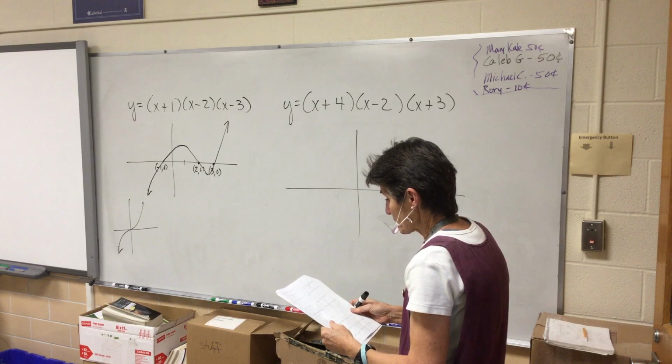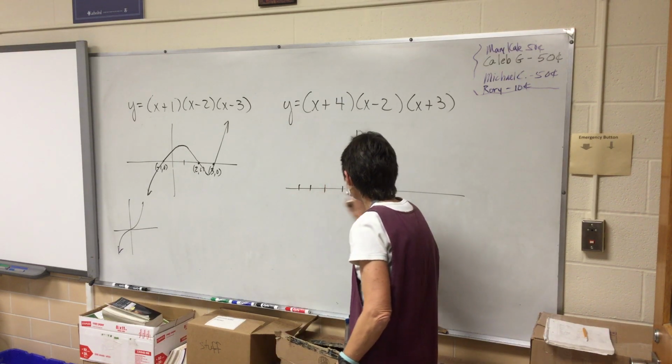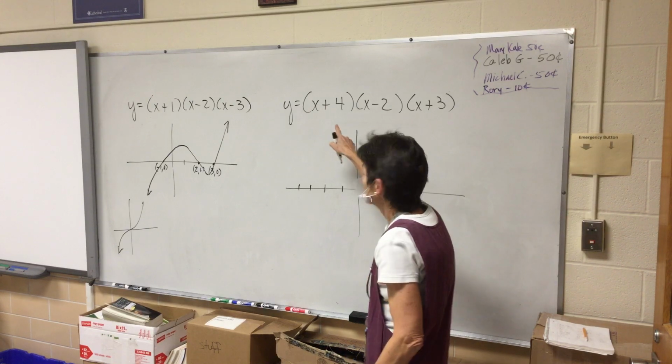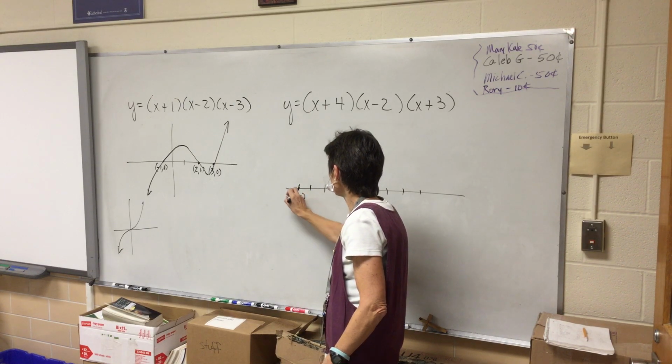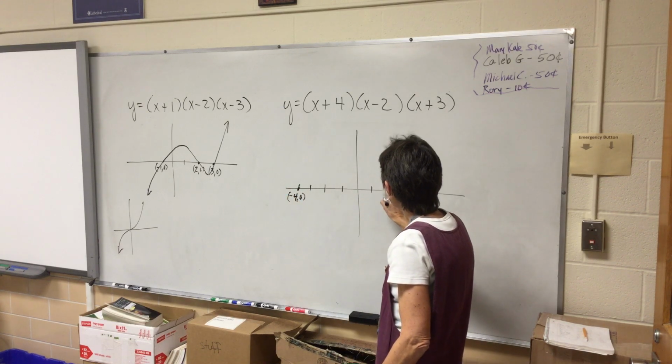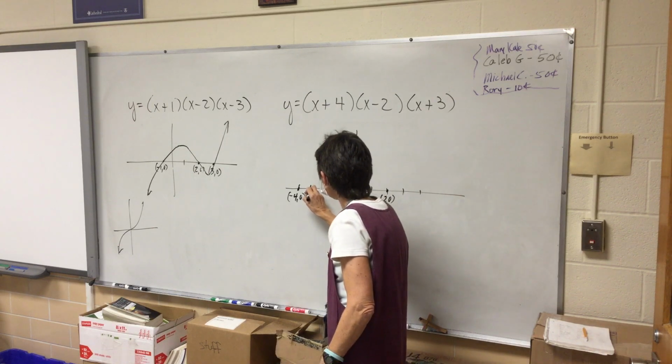All right, so here we go. Where are the dots going to go, guys, on my x-axis? Where are my zeros going to go? At -4, and I labeled that point at -4, +2, and -3.